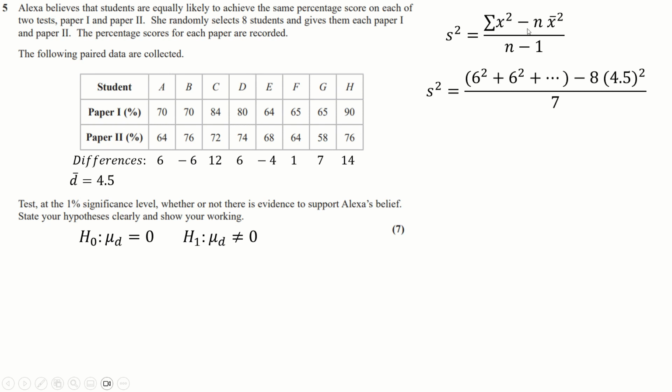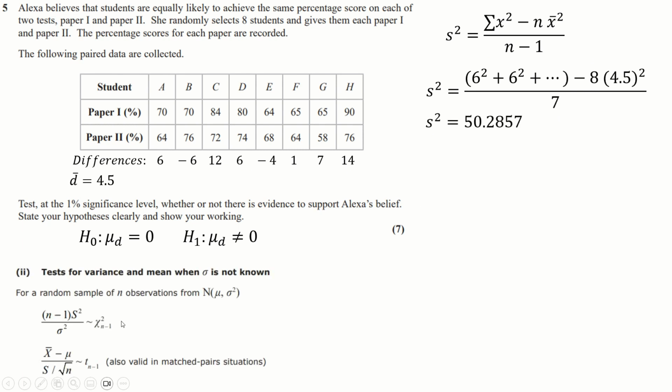What we're working out is the estimator for the variance of D. So we're doing these values here. This is made from 6 squared plus 6 squared plus 12 squared plus 6 squared and so on. I couldn't be bothered to write it all out. Minus 8 times D bar squared, and we've already worked out D bar, divided by 7 because there's 8 pieces of data, so 8 minus 1 is 7. So we get this value here.